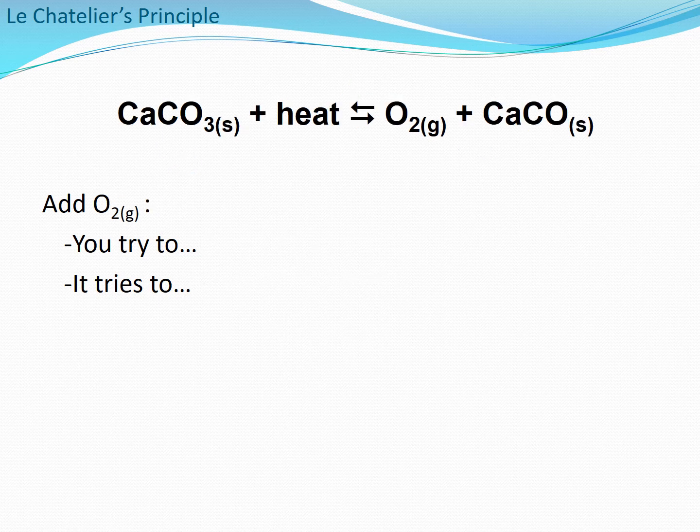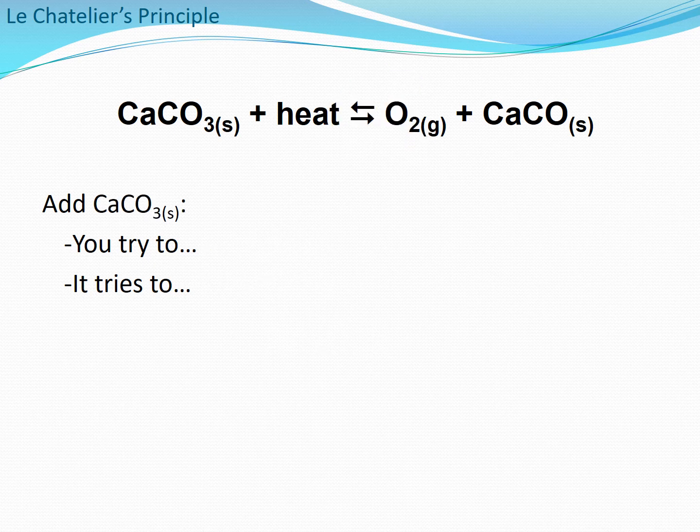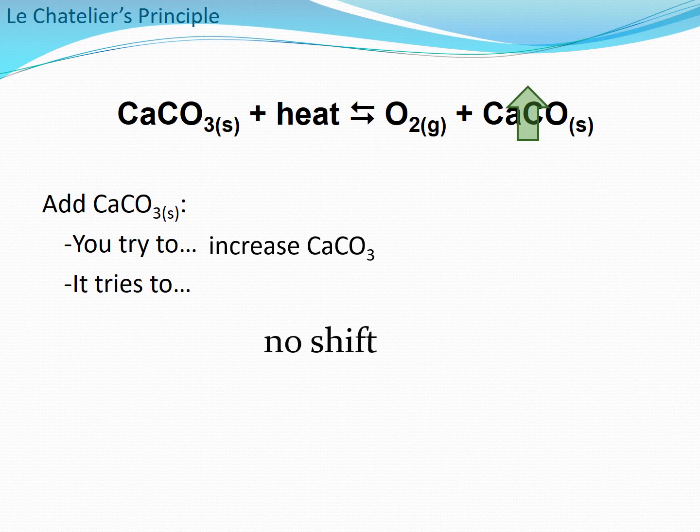Now I add O2. O2 gas is in the equation. So if I'm trying to increase the O2 gas, the system will try to decrease the O2 gas. It's going to decrease the O2 by shifting away from it, so it's going to shift to the left. Now I'm going to add calcium carbonate. So I try to increase the calcium carbonate. The system will not shift because it's a solid.